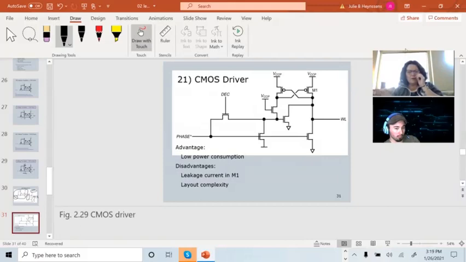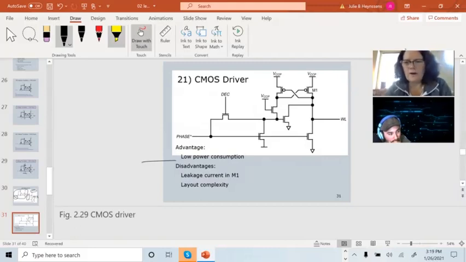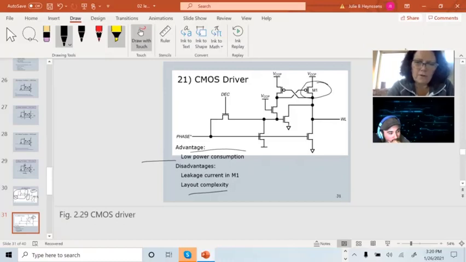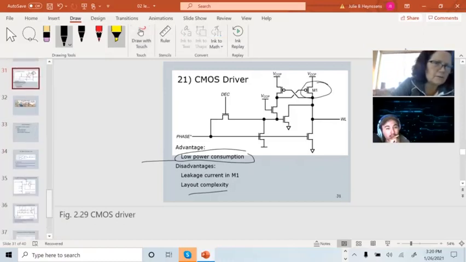So yet another way to do it is to use the CMOS driver. The advantage of the CMOS driver is it has lower power consumption. The disadvantage is you get leakage current through this transistor right here, which is going to cause the VOL to go up a little bit. And it's a little bit more complex to lay out. But if you're looking for low power consumption, then you can possibly use this one, 31.